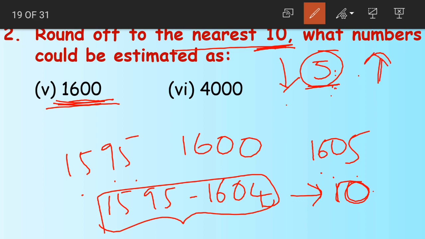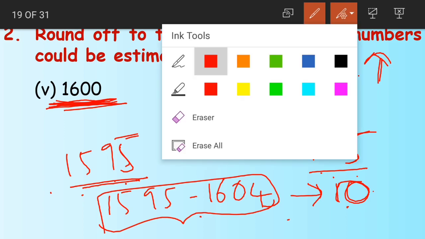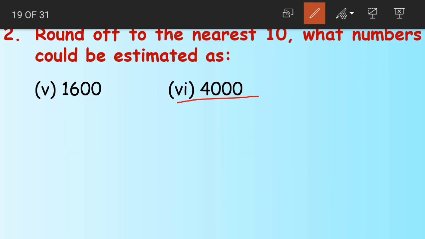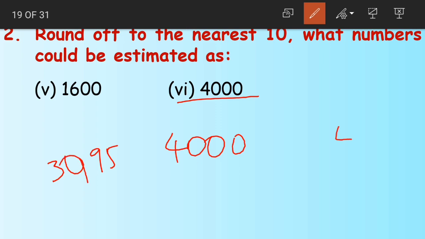So in the same way, what did we do here? 1600 falls between which two 5s? 1595 and 1605. So the numbers from 1595 till 1604 can be estimated as 1600. Yes, this is the correct answer. Now moving on to the next question, 4000. Now this 4000 falls between 3995 and 4005. Am I right, class?